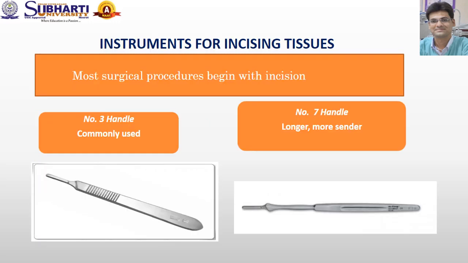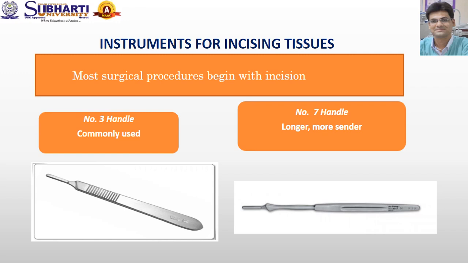So let's start with the instruments used for incising tissue. Most surgical procedures begin with an incision, and for giving an incision we require a scalpel. The scalpel mainly consists of two components, a sterile blade and a handle. The handle can be available in two forms, either reusable or disposable. Handles are available in various sizes.